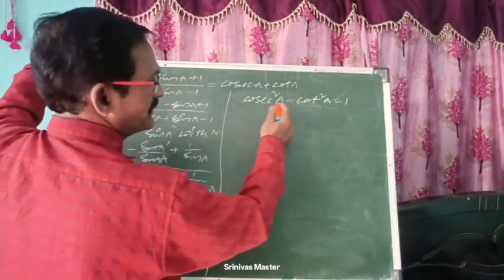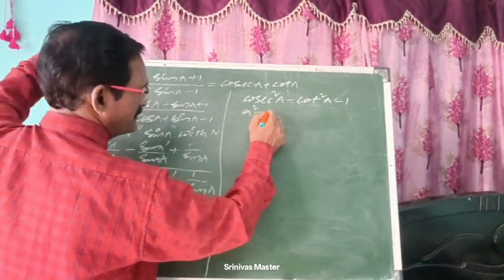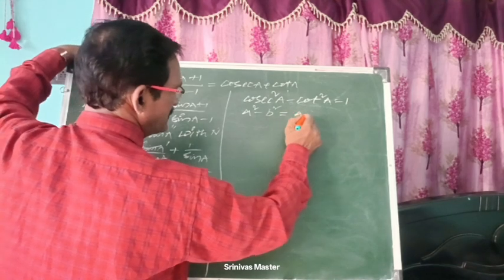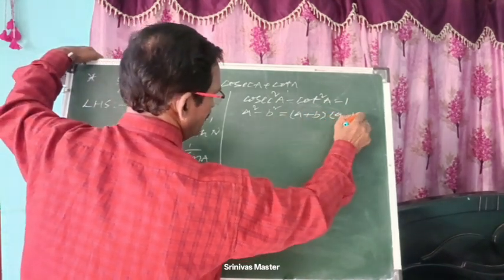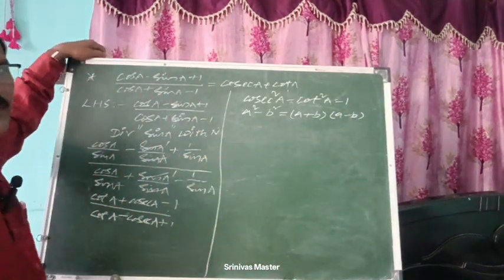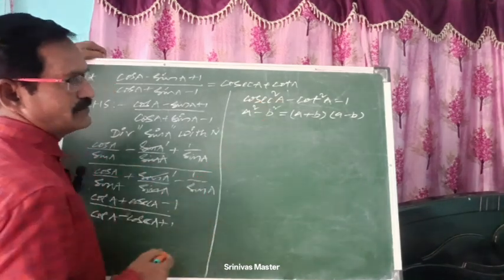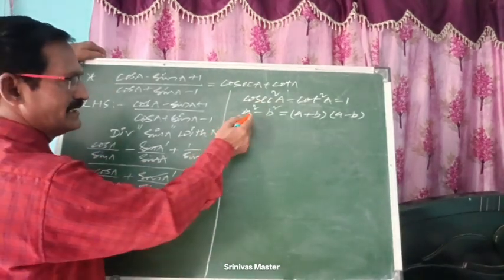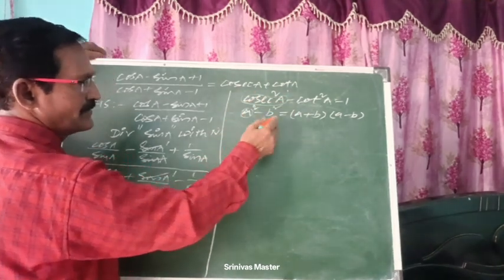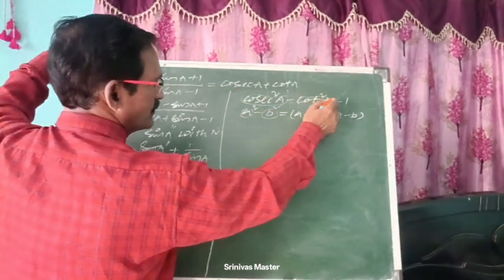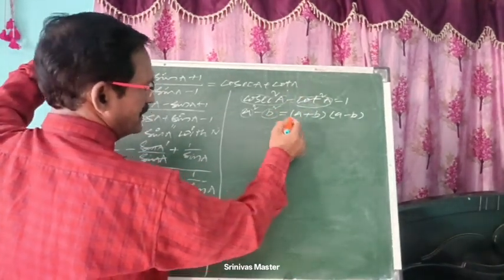Then it is in the form of A square minus B square, so go to that algebraic identity. One of the algebraic identities, A square minus B square equal to, what is the formula? A plus B into A minus B. Of course, you can write A minus B into A plus B also. So if you compare this with cosec square A minus cot square A, in the place of A, cosec A is there. In the place of B, cot A is there.